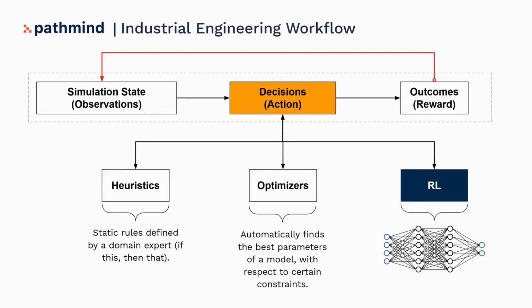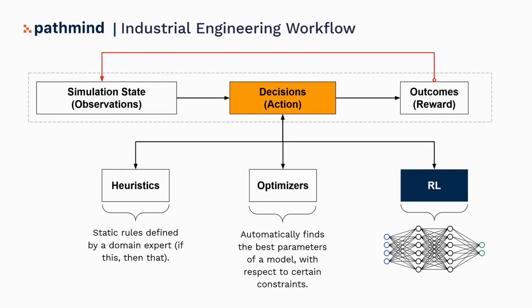The most common approach, from what I've seen at least, is to apply a heuristic, which is basically a set of static rules. These rules tell a system how to react to certain situations. The second approach is to apply an optimizer, such as OptQuest. And finally, there's reinforcement learning, which has only recently grown in popularity. I put an image of a neural network here because it's kind of like a black box.